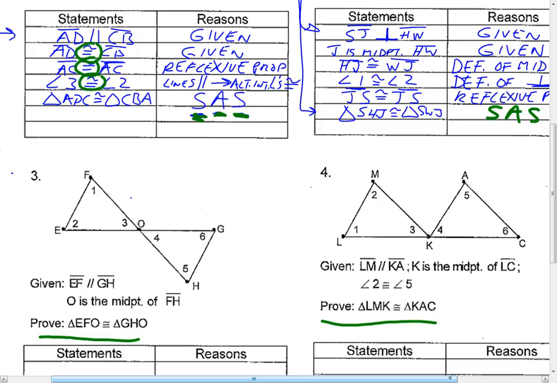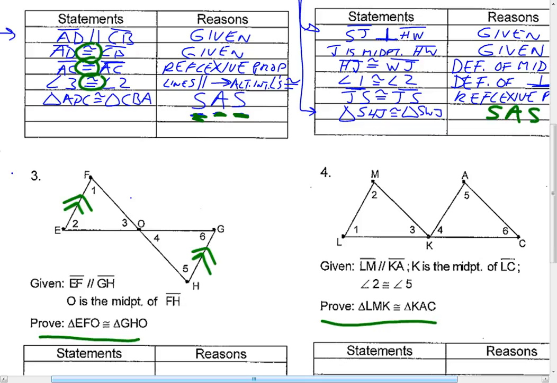Number 3, we have parallel lines. So let's put in some parallel symbols, some arrows. The mistakes we're seeing on other tests, people are confusing the arrows with congruency markings. This doesn't mean that they're necessarily equal yet. We're just saying that they're in the same direction.